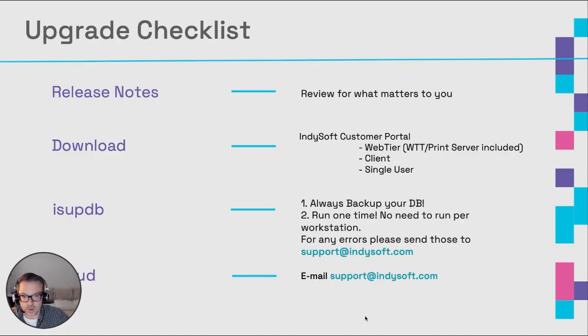So just a quick refresher here. Get your release notes. Review what matters to you. We have a lot of customers who use the software in very different ways. So make sure you find features, bugs that matter to you so you're prepared for that when you upgrade. Number 2, download everything you need. Web tier if you're using web tier, client if you're using it, and the single users if that's something that you take advantage of.